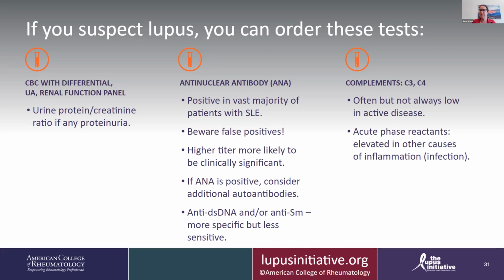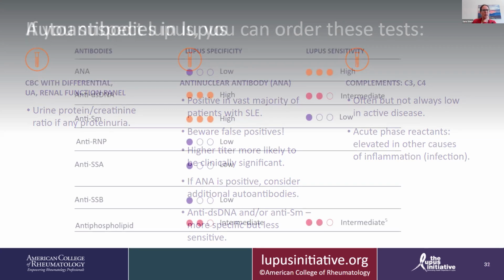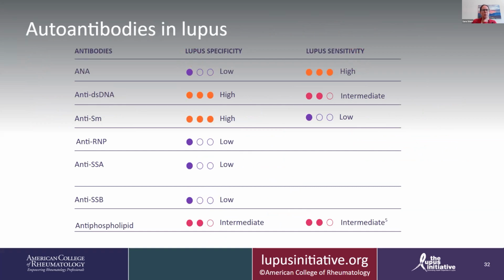Complement levels, C3 and C4, are usually low in lupus, but they don't have to be low in lupus. Let's say you have a lupus patient who has an infection: infections bring up complements, lupus brings down complements, so you can sort of have a normal complement. So here's a bunch of antibodies, and you can see which ones have high specificity and which ones have sensitivity.